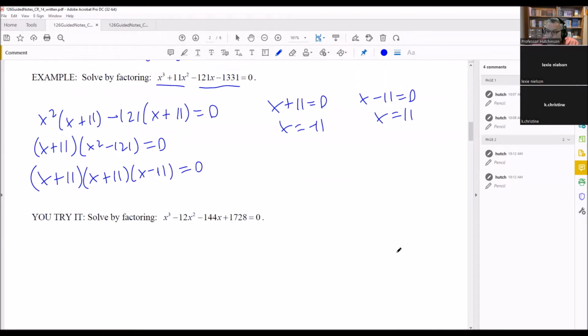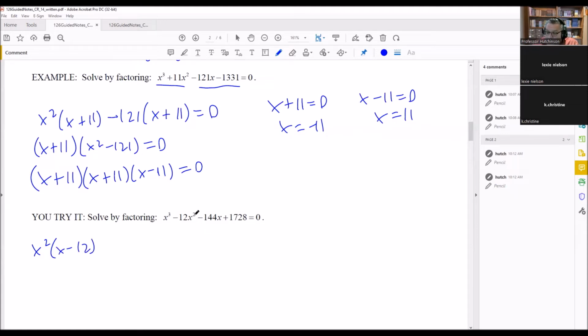Let's do one more of those. We'll do this you try it problem here. So for this, again, you're going to factor the first 2 and the second 2 separately. The first 2, we can pull out an x squared, and we get x minus 12 for the first 2.